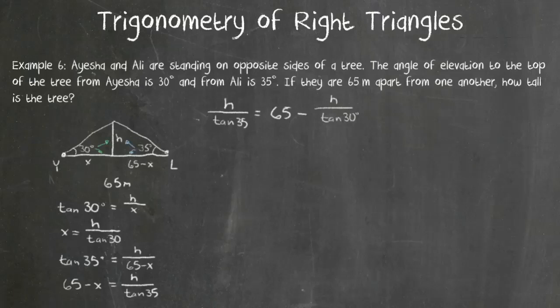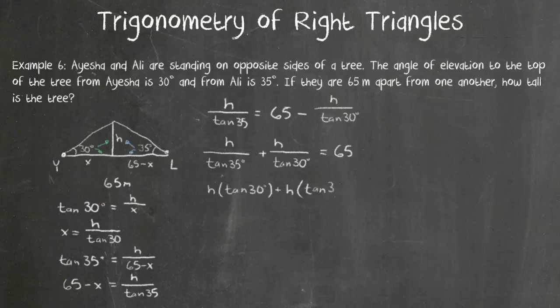Now it just becomes a slightly drawn out algebraic process in terms of solving for h. My first step is to collect the terms with h on both sides of the equal sign, so I'm going to add h over tan 30 to bring it over there. I need a common denominator to add these two fractions together, and my common denominator in this case is tan 35 times tan 30. So I have to multiply my first h by tan 30 and my second h by tan 35, over my common denominator of tan 35 times tan 30.